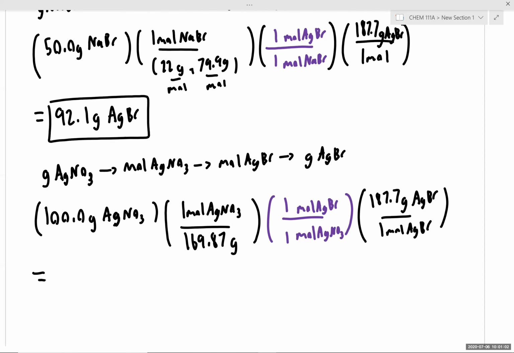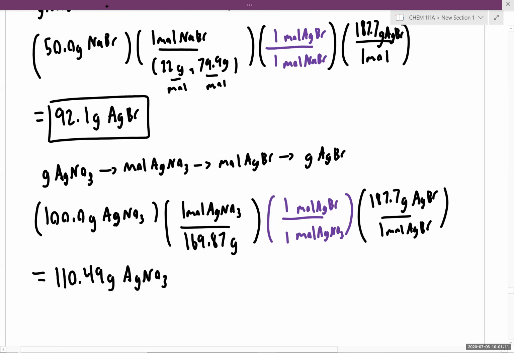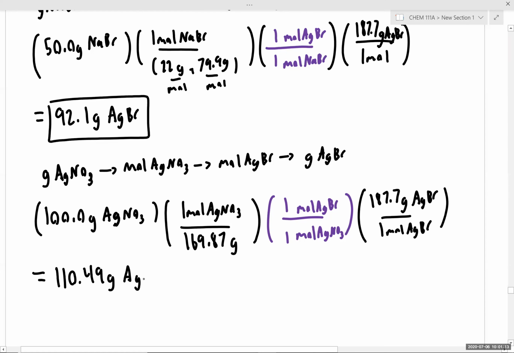Punching this into our calculator, we get an expected yield of 110.49 grams of silver nitrate. Oh, whoops, sorry, of silver bromide from silver nitrate.